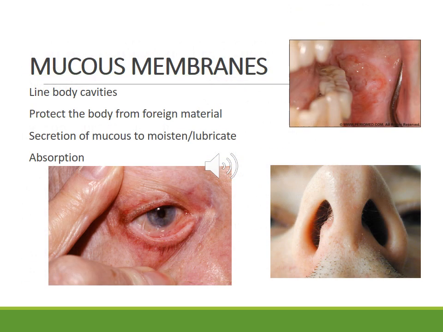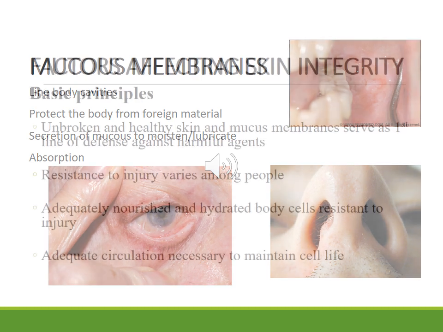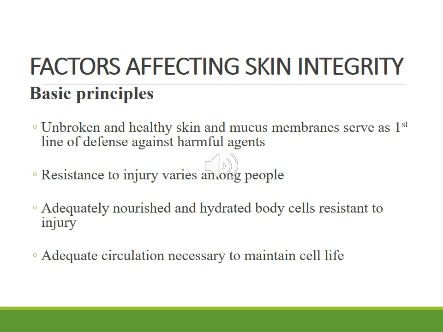When we think about skin as an organ, part of the skin that needs to be included is also our mucous membranes. And that lines our body cavities. It protects the body from foreign material, secretions of mucus to moisten and lubricate, and is also known for absorption. So when you think of the structure of the skin, what the skin organ includes, you also need to remember that it includes mucous membranes.